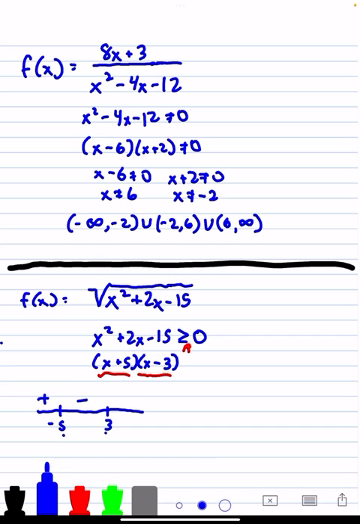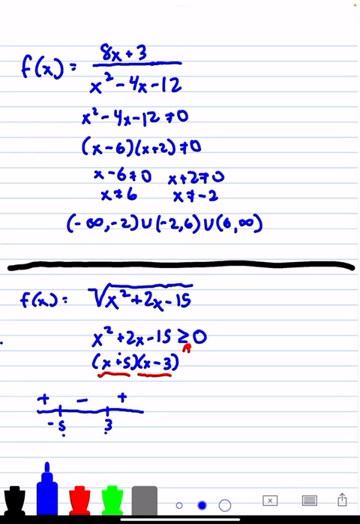Okay? And now let's choose any number on the other interval, which is larger than 3. Let's choose 4. 4 plus 5 will give us positive 9. 4 minus 3 will give us 1. 9 times 1, that's 9. That's positive. So we've already established the fact that these numbers in our domain had to be greater than or equal to 0.